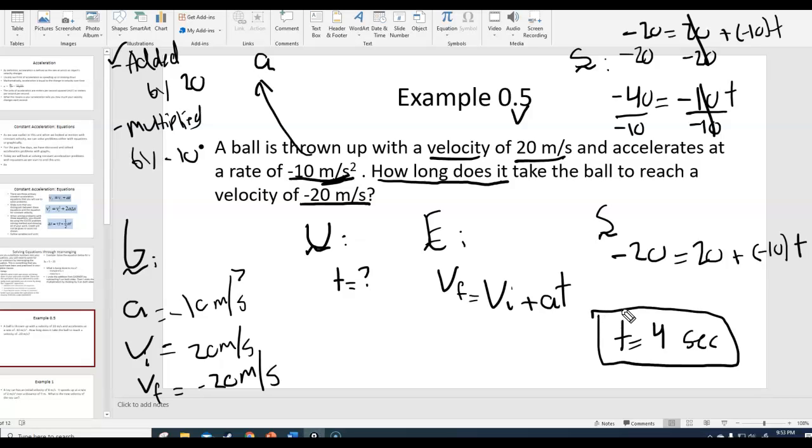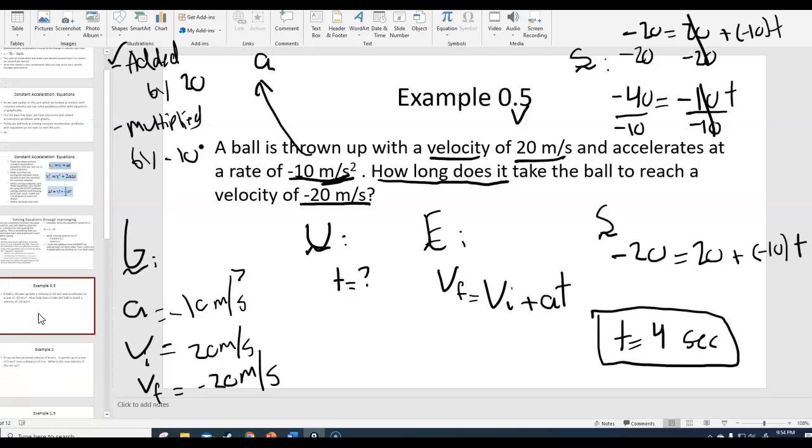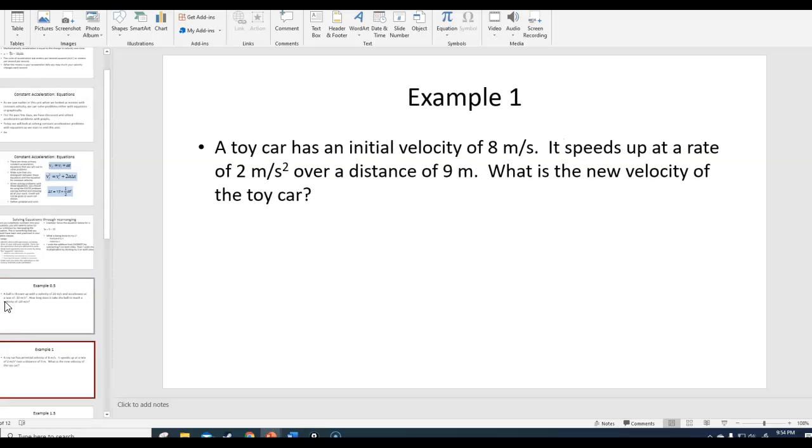So that is example 0.5. Pause there if you need to look at that some more. This is a very typical type of problem that you're going to be asked to do in this unit. So we'll do some more examples. Okay, so let's move on. Example 1.